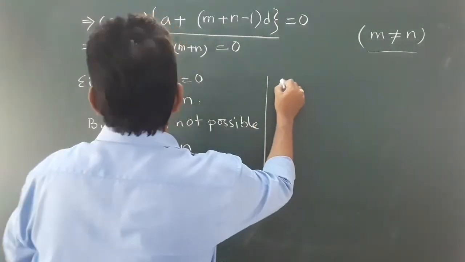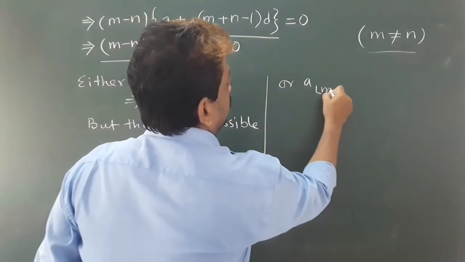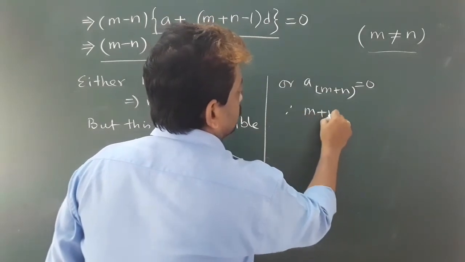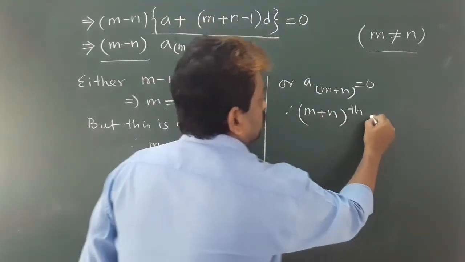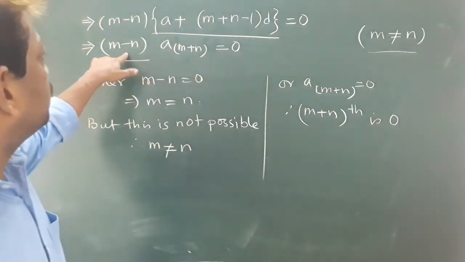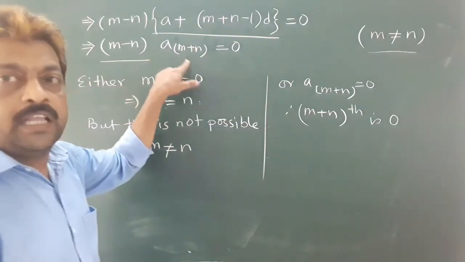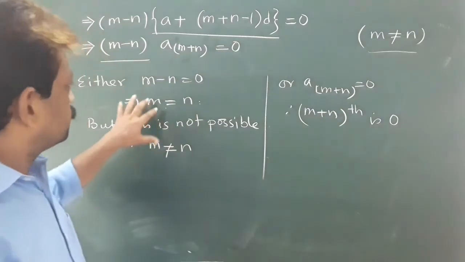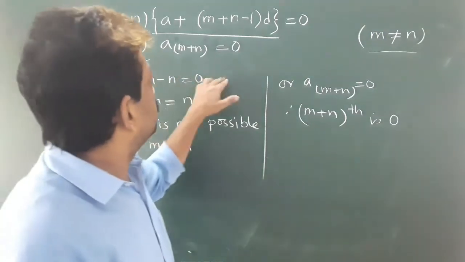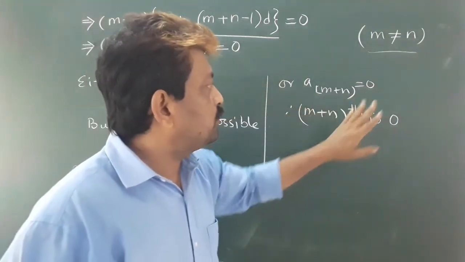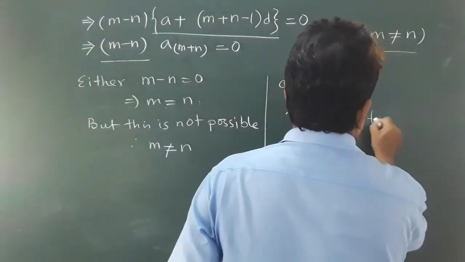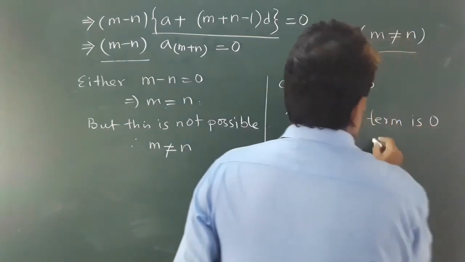The other condition is m plus n equals to 0. That is the m plus nth term is 0. That is what we have to prove. We have got two factors, either m minus n equals to 0 or a m plus n equals to 0, that is the m plus nth term equals to 0. So since the condition given is m not equals to n, we cannot take this. So this is obsolete. Therefore a m plus n equals to 0, that is the m plus nth term is 0. So this is also proved.